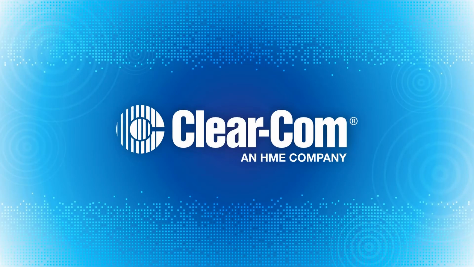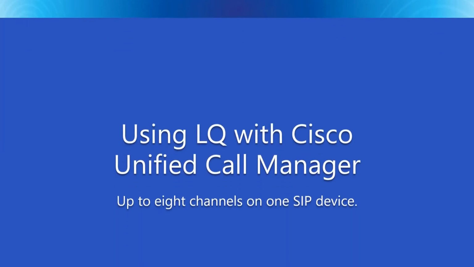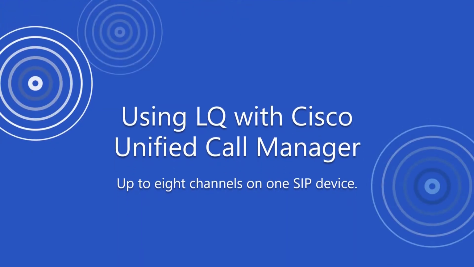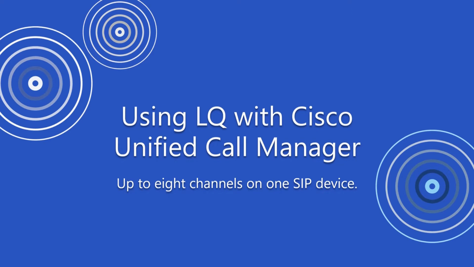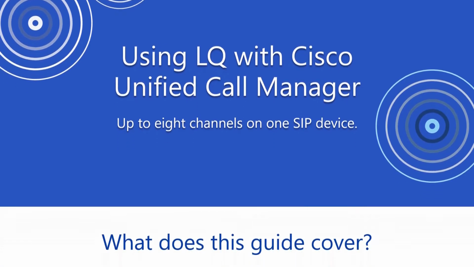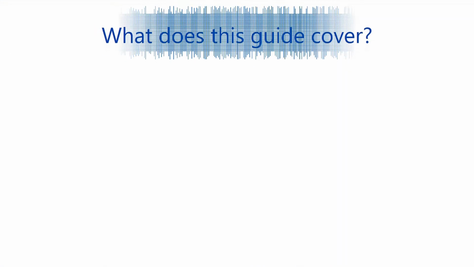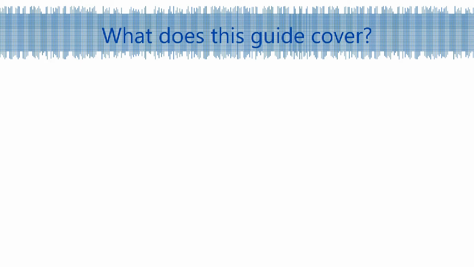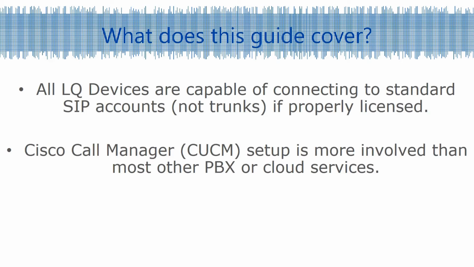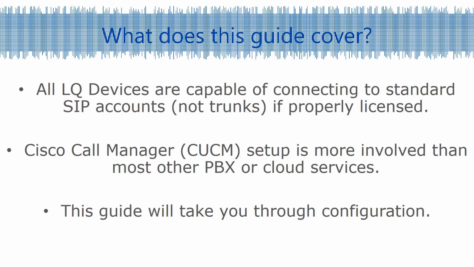It's going to be 5 minutes showing you how to connect up the LQ with the Cisco Call Manager. So that's going to be multiple channels up to 8. The LQ is a great device. It talks to the IVC32, it talks to other LQs, and it talks to mobile clients. But in this case, we're going to look at the SIP accounts it's set up, in this case, talking to the Cisco Call Manager.